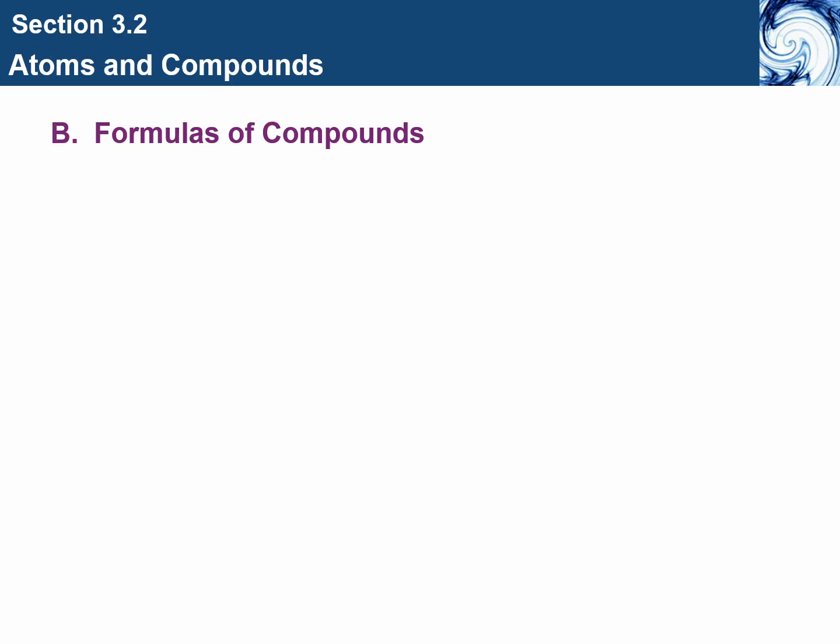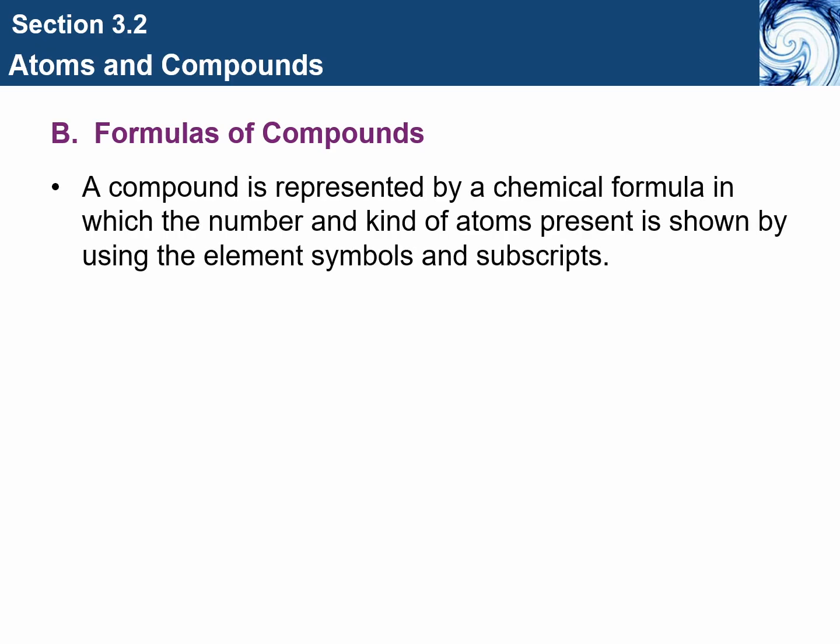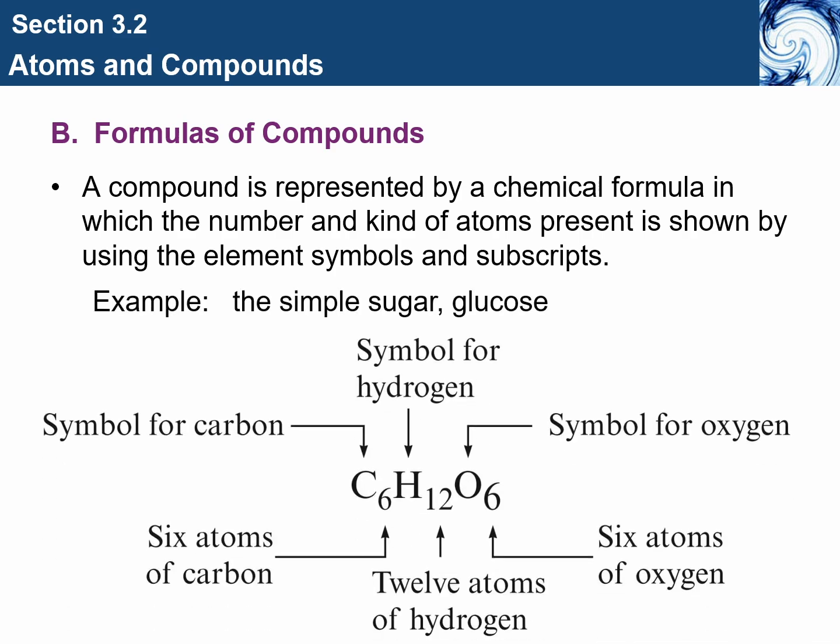Formulas of compounds. Oh no. A compound is represented by a chemical formula. The formula, right there, shows both the kind of atoms present and the number of each by the subscript. The example that we have right here is glucose, which is the simple sugar. It is the formula C6H12O6, where we have 6 carbons, 12 hydrogens, and 6 oxygens.